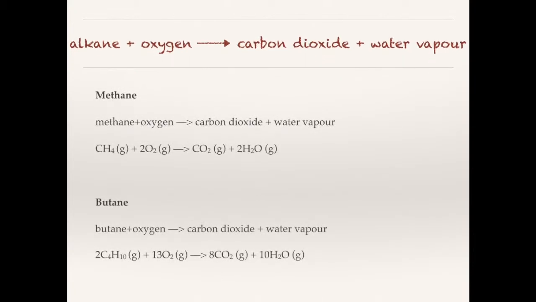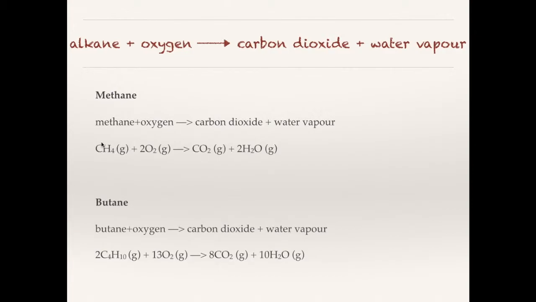So let's take a look at a few examples. So methane, applying it to the general formula, we have methane plus oxygen will give me carbon dioxide and water vapor. So looking at the molecular formula, we will have CH4 plus 2 molecules of oxygen will give me 1 molecule of carbon dioxide and 2 molecules of water vapor. So how do I balance the equation easily? Firstly, I'll balance using the carbon atom first, then I'll balance the hydrogen atoms, and I can easily balance oxygen to obtain a balanced chemical equation.